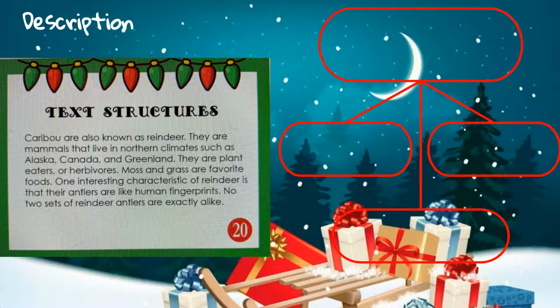Caribou are also known as reindeer. They are mammals that live in northern climates such as Alaska, Canada, and Greenland. They are plant eaters or herbivores. Moss and grass are favorite foods of theirs. One interesting characteristic of reindeer is that their antlers are like human fingerprints. No two sets of reindeer antlers are exactly alike.